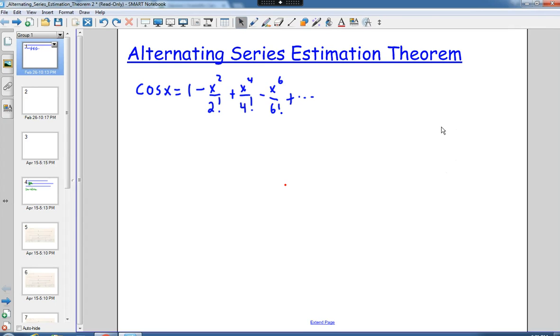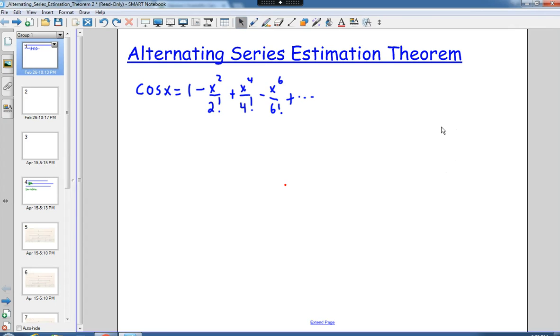Before I start discussing this particular theorem and how it works, I'd like to review two major themes of the series unit that we covered in class. One of the themes was in trying to construct series to represent functions. An example of this you see on the screen, because that series we have there is the Maclaurin series for our cosine function.